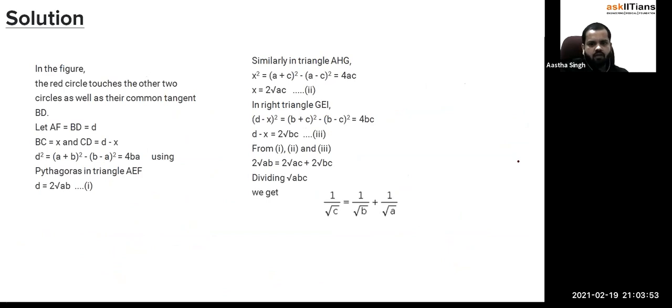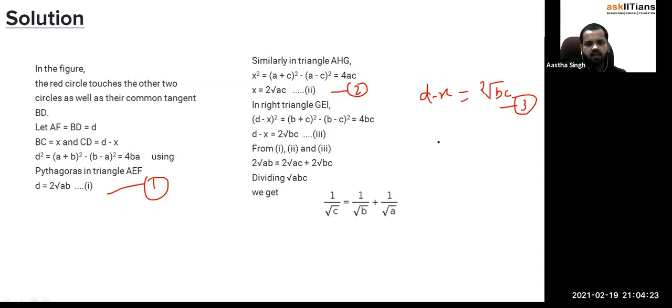Let me show you how the solution is going, right? So it is basically your first condition, like we have already proved. The second condition is this. In triangle GEI, the same Pythagoras we have written, right? B minus X whole square is equal to B plus C whole square minus B minus C whole square. So basically, your D minus X. Try to solve it in your own copy, then you will clearly understand what is going on, right? 2BC, right? This is your third condition.